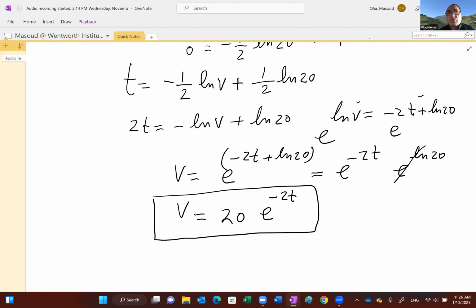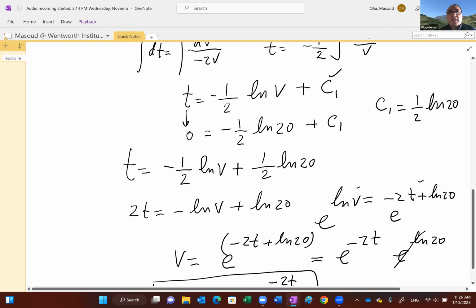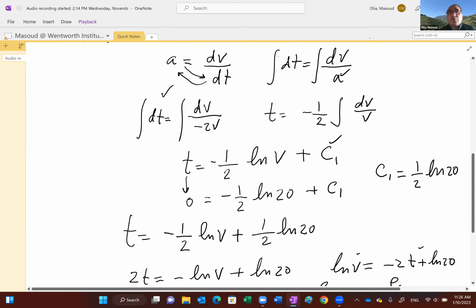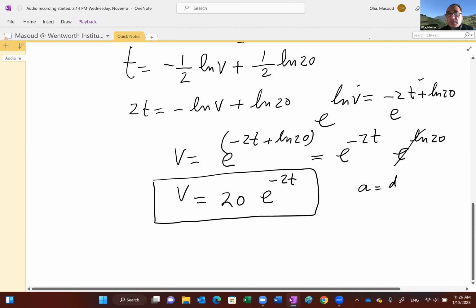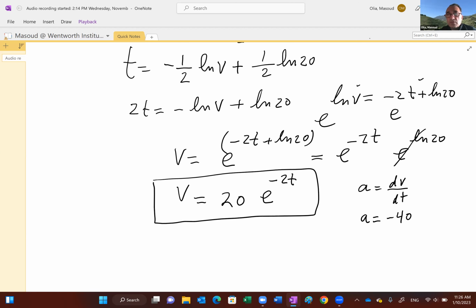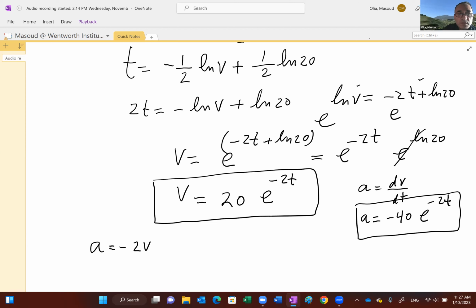So what else are we trying to find? We are trying to find acceleration as a function of time. Actually, this is very simple. You have two options. Acceleration is dv/dt, so you could take the derivative, which is very simple, and it becomes minus 40 e to the minus 2t. Or even easier than that, remember at the beginning we said the acceleration is minus 2v. So if you already have velocity right here, it does give you exactly the same thing. So we got two of the things that we wanted to find.